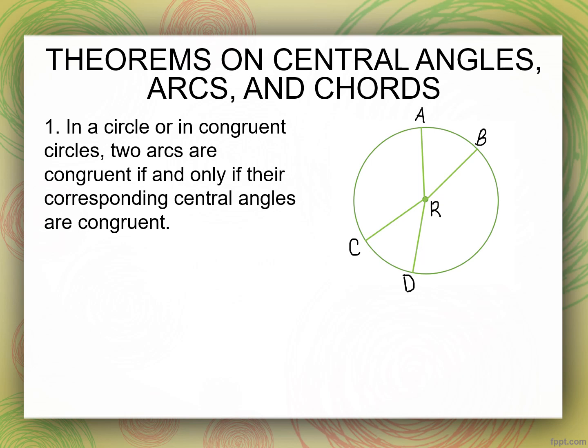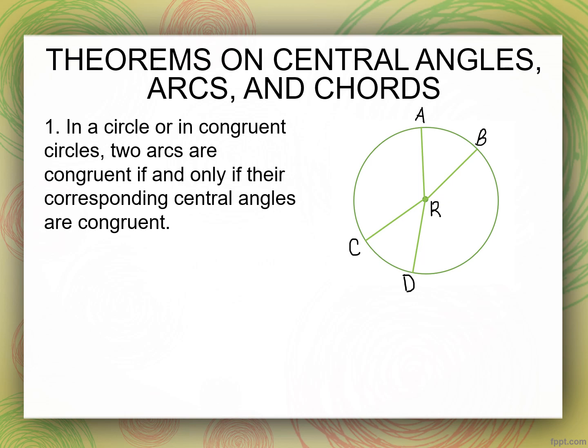So the first one is, in a circle or in congruent circles, two arcs are congruent if and only if their corresponding central angles are congruent. So check the given circle on the right. So this is circle R. So remember that we name a circle based on the letter assigned to its center. So here we have R, so it's circle R.